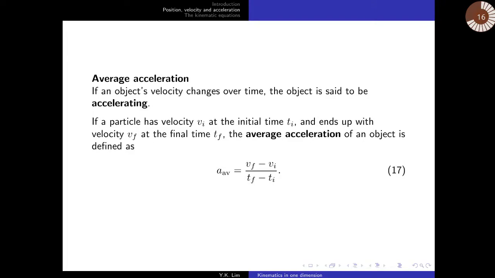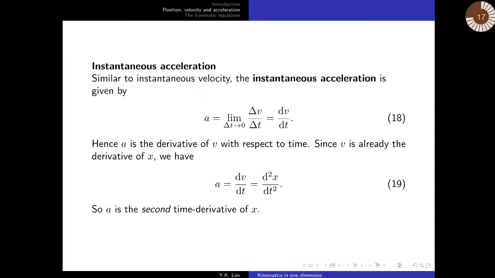Having the notion of velocity, we can now move on to our final important quantity for kinematics, which is the acceleration. Just as velocity is the change of position over time, acceleration is the change of velocity over time. All the definitions are similar to what we just did for velocity. In particular, the average acceleration is the final velocity minus the initial velocity divided by the time interval. In the same way, the acceleration is just the limit of the average acceleration for an infinitesimally small time interval.